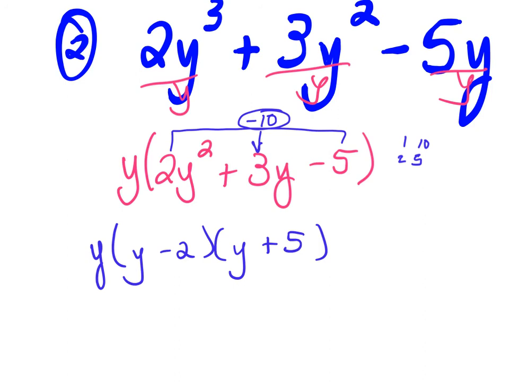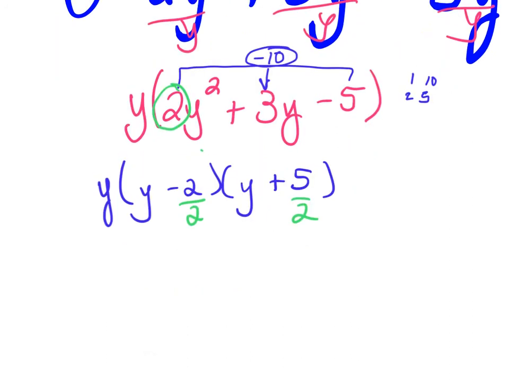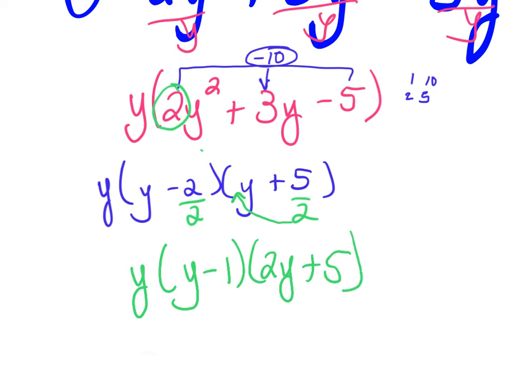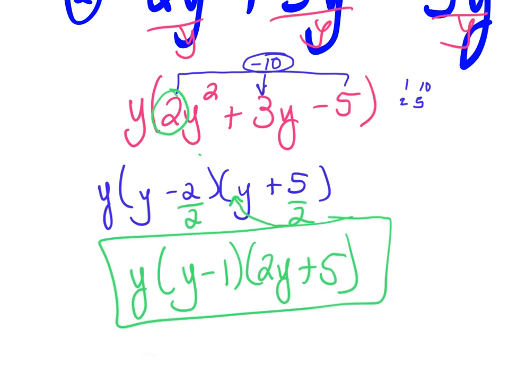Do I just leave it like that? What do I have to remember? A is what? 2. My a term is not 1, so I have to take that 2 and put it underneath both factors. So when I simplify this, I get y times, what's 2 divided by 2? 1. Good, so y minus 1. And then 5 doesn't divide by 2 evenly, so that becomes my coefficient. I have 2y plus 5. And there is my answer.